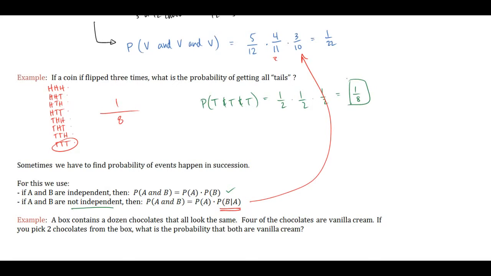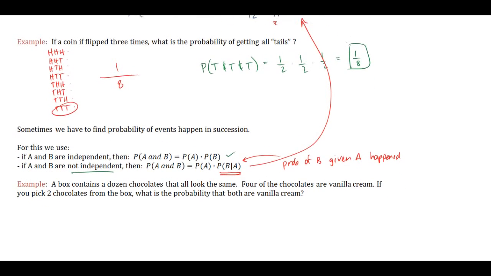This is read as the probability of B given that A has already happened. So that's what this says. What's the probability of B given A happened? In other words, we already pulled a vanilla, so now what was the probability of another vanilla? And so that's why we decreased it. Big thing to notice is that "and" means multiply, right? "Or" usually means you're going to add probabilities together, and "and" means you're going to multiply probabilities together.